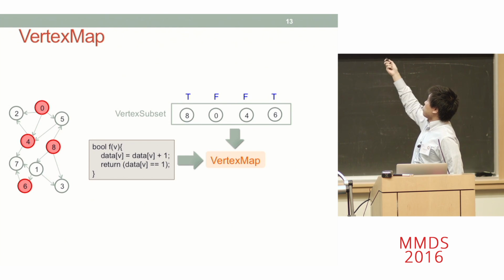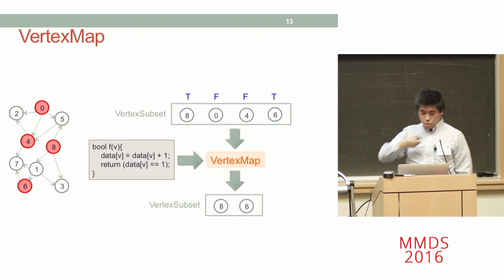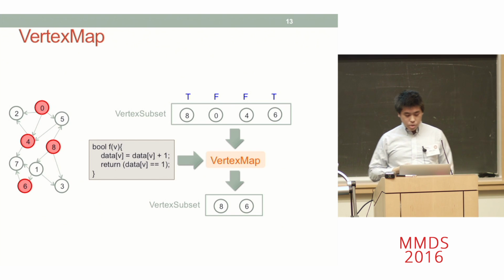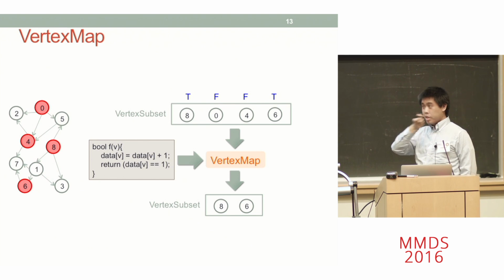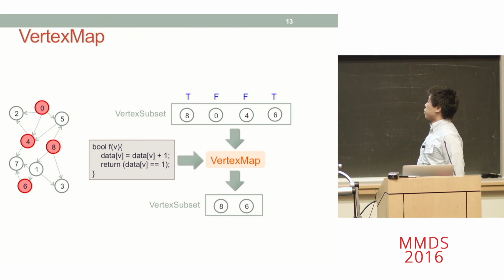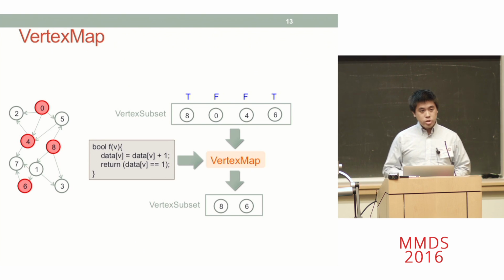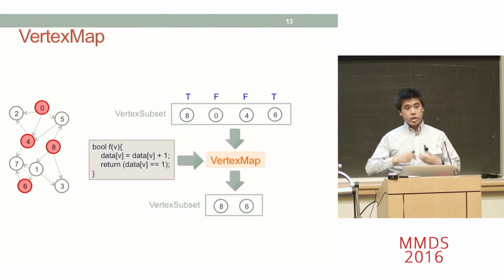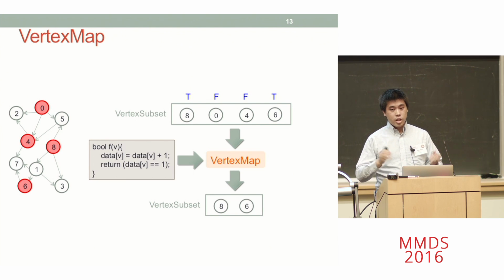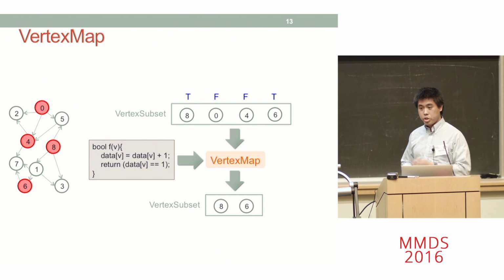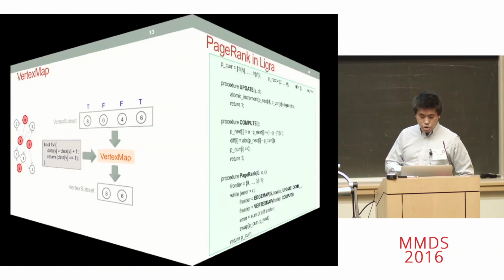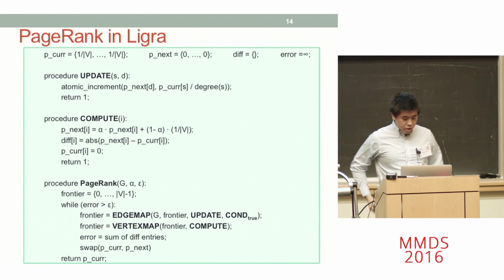This is also going to return true or false based on the result of the Boolean function. And then the output of vertex map is just going to be the vertices such that when we applied f to that vertex, it returned true. So vertex map, in addition to doing local computation on the vertices, is also sort of acting like a filter to filter out some of the vertices that we might not want to touch in later computations. So I'll show you how we use this in PageRank.